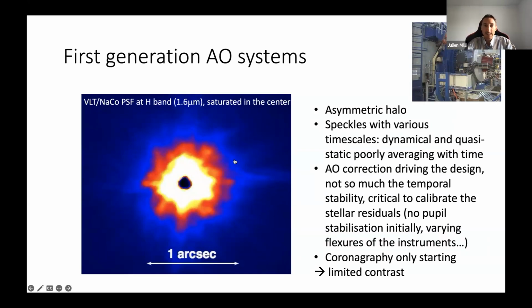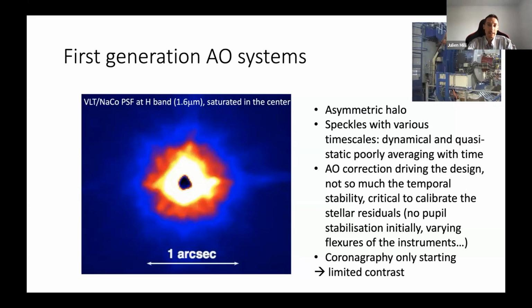Most of you probably haven't seen some of the first generation high contrast imagers. For instance, here is an example of NACO at the VLT, which was installed before SPHERE. And you see here a sequence of the point spread function in the H-band of NACO. So you see it's moving around, it's very dynamical, it's asymmetric. You have speckles with various time scales. Most of them are from the turbulence, so they are moving quite fast. Each frame is about a second. Some of them have a longer time scale, they are quasi-static.